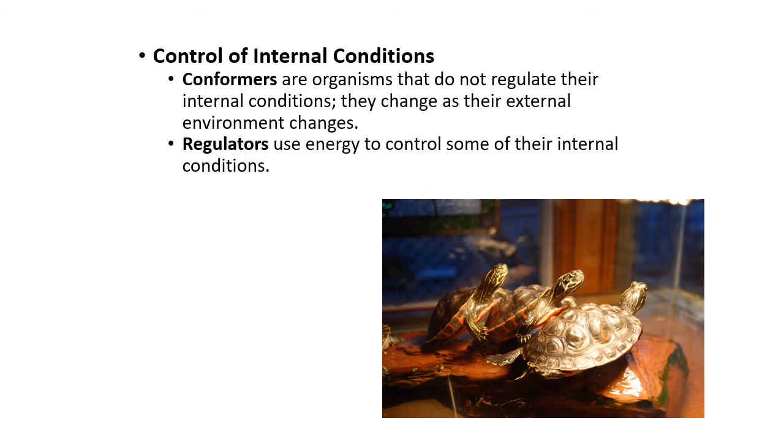Other words for this are homeotherm for conformer. Homeo meaning same, therm, heat. So we can keep our own heat. We are homeotherms, we're conformers. And then poikilotherm for a regulator. So the snake is a poikilotherm, the snake is a regulator. It uses the heat from the outside to control its temperature.